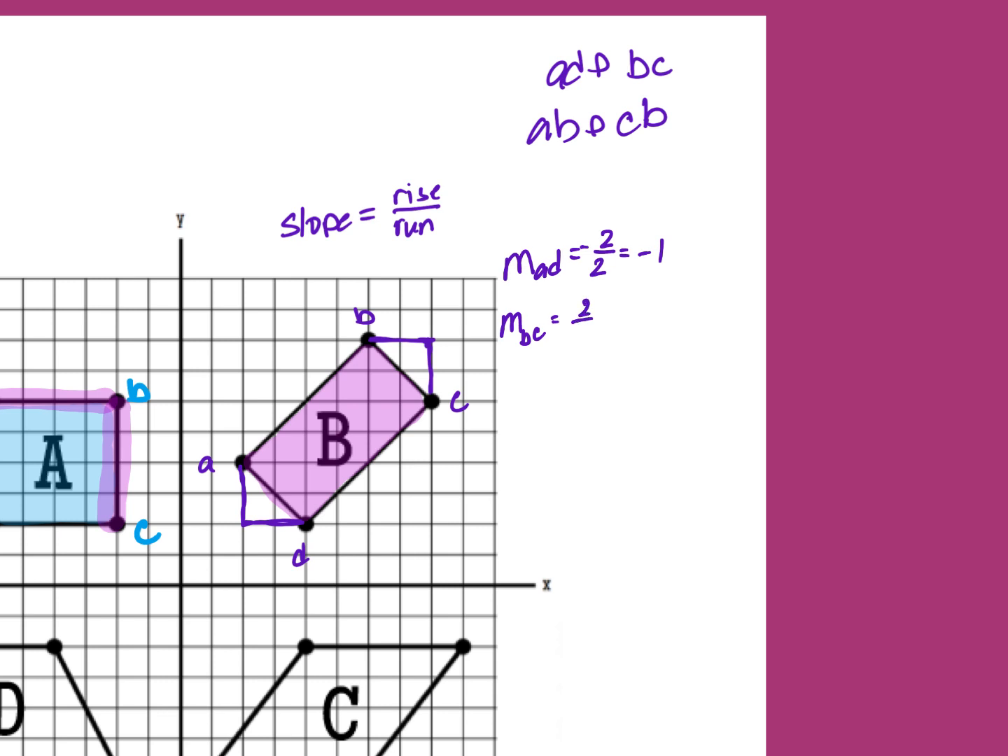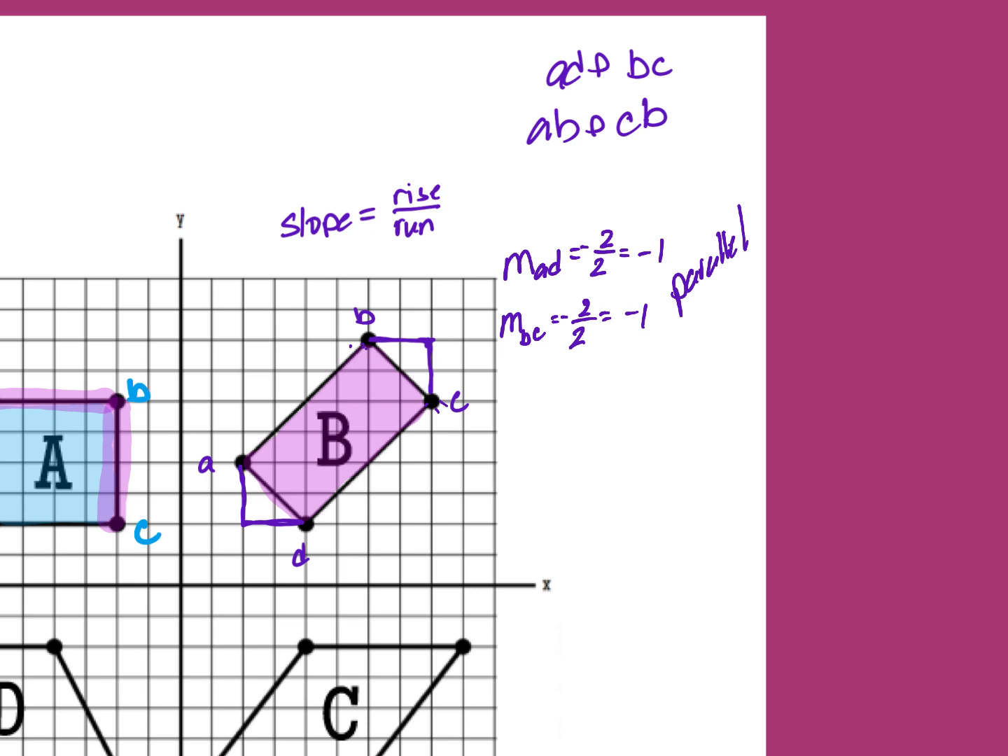What's my run? Is my slope positive or negative? From B to C, I'm reading it from left to right. Am I going up or down? Down. So my slope is negative. So what's my slope? Negative 1. So these are parallel because they are the same.